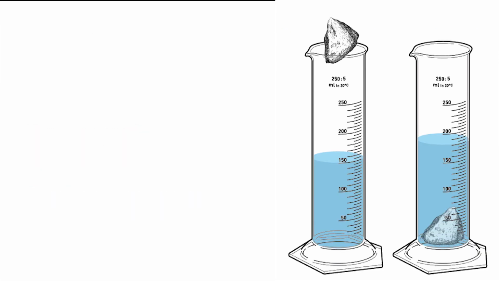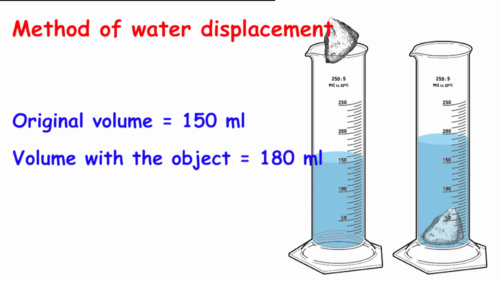Example 2. What is the volume of this irregular shaped object? What is the method used to find the volume of an irregular shaped object? The method of water displacement. What is the original volume of water? 150 milliliters. After adding the irregular shaped object, the volume increased to which volume? 180 milliliters. Great. Right now, take a minute to find the volume of this irregular shaped object and don't forget to show your work.